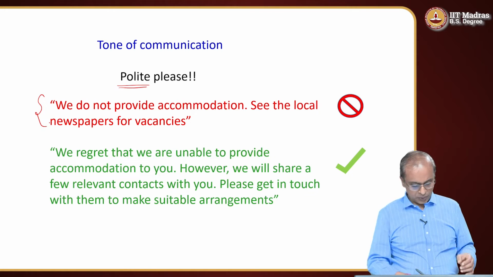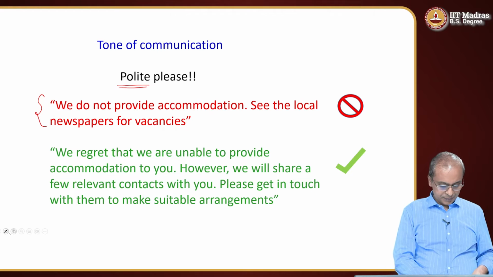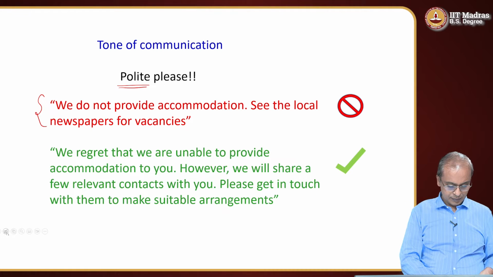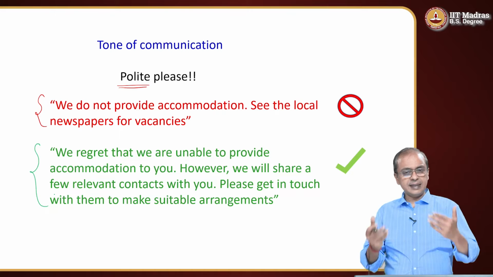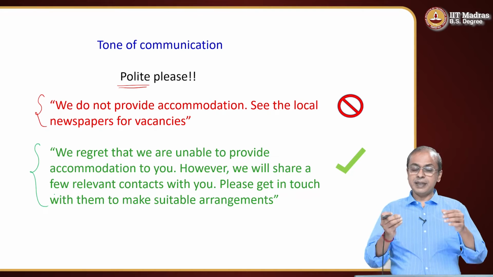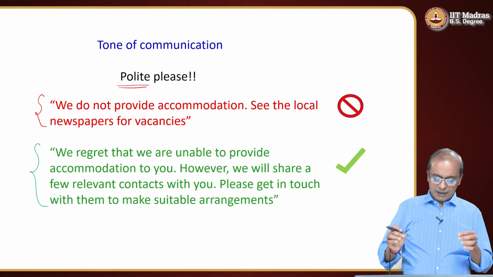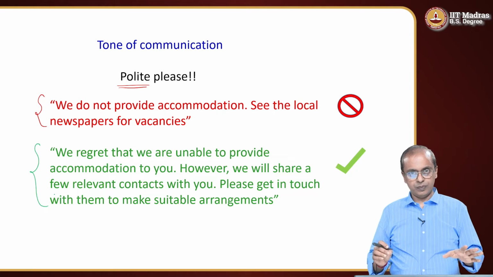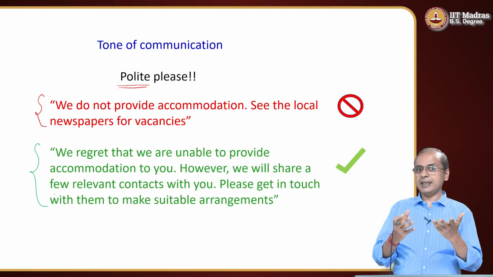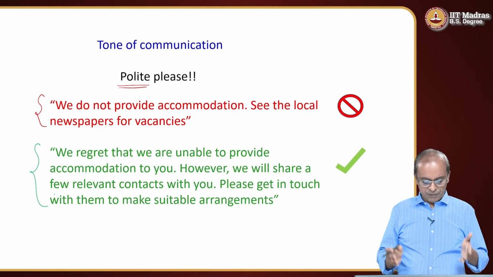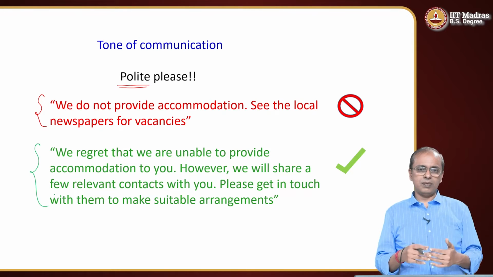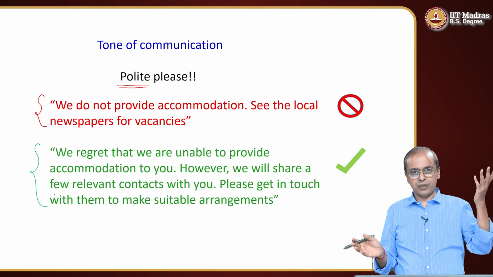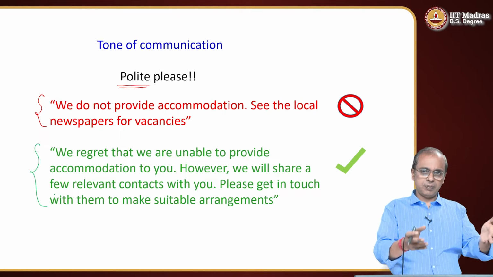You need to write something that's quite polite, and that is what you see here. So you are still saying the same information, maybe you are adding a couple of lines, but it makes it polite. We say, we regret that we are unable to provide accommodation to you. So I'm regretting that I'm not able to do this for you. However, we will share a few relevant contacts with you. So it's not that I'm just throwing you out there saying, no, it's not my job, none of my business, you go figure out. That's not what it is. I'm going to give you some contacts.